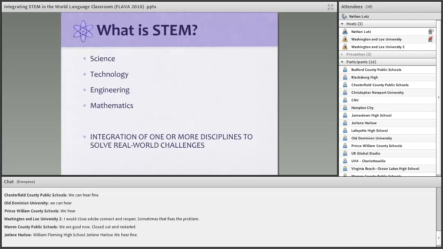I've already rattled these off several times, but as I've hinted, it's not just science or technology or engineering or math on their own when we're talking about STEM, but it's really the integration of one or more disciplines in order to solve real world challenges. It's not that we're considering something artificial that's not attached to the real world, but that there's a genuine motivating factor of why this thing must be solved.